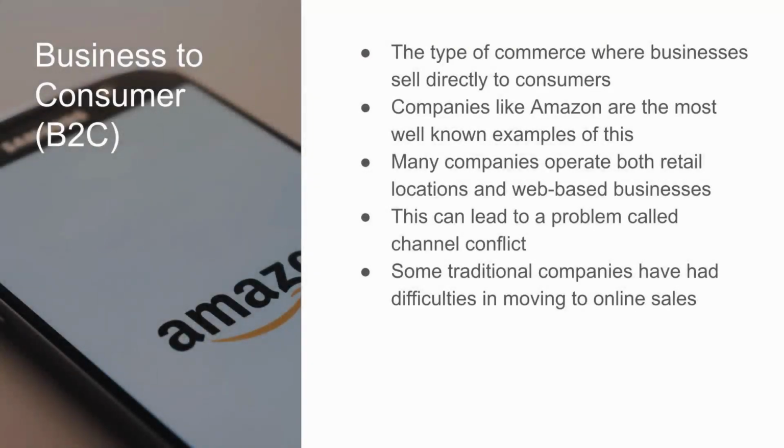The first type of e-commerce that we're going to look at is B2C, or business to consumer. In this type of commerce, companies sell directly to consumers, and probably the best known example of this is Amazon.com, where Amazon sells directly to consumers. So many companies operate both retail locations and web-based businesses, and this can lead to a problem called channel conflict.